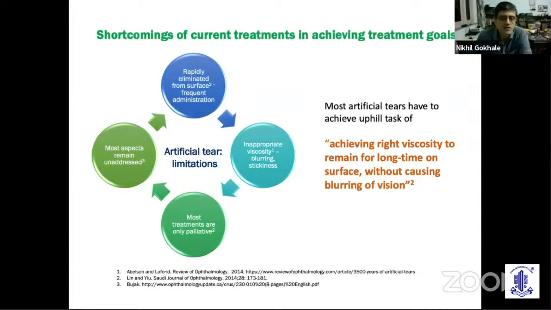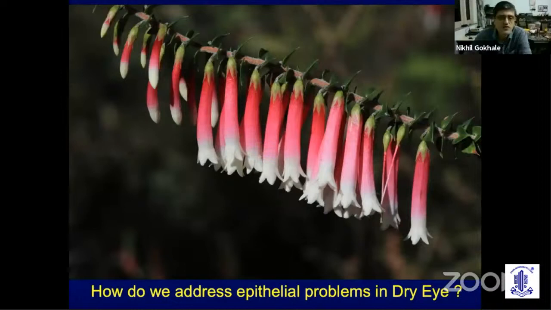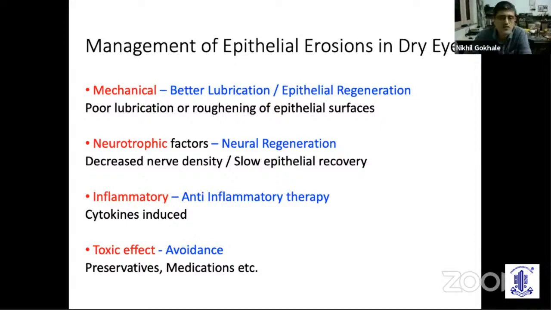So if we need to address how we should look at treating epithelial problems, or how we should improve the ocular surface stain scores and improve the patient's symptomatology when it comes to a patient with dry eye, I think we need to look at each mechanism and see how we could target it so that the staining goes down and the patient is more comfortable and feels better.